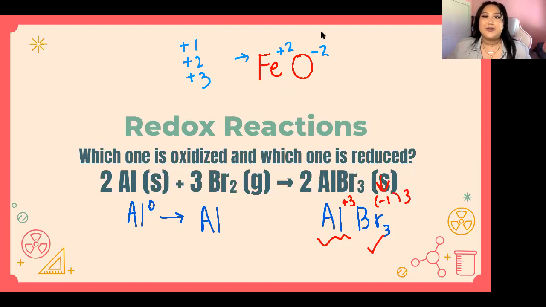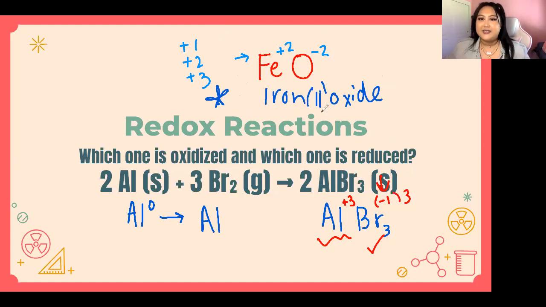Okay, so when we name it, like iron oxide, is that the correct name for that? You guys also have to do this too. Is that correct? We named it. Iron 2. Yeah, perfect. Iron 2.